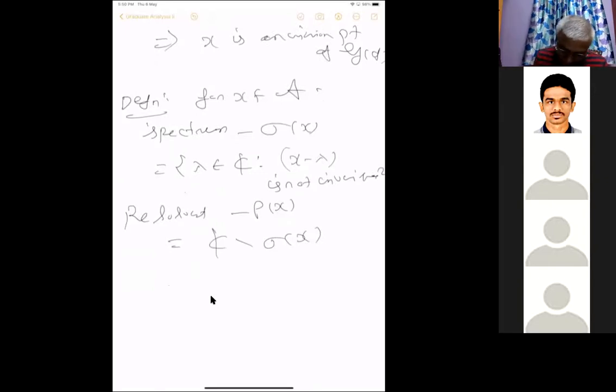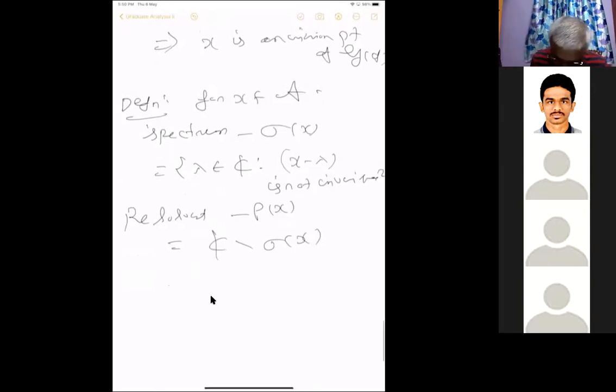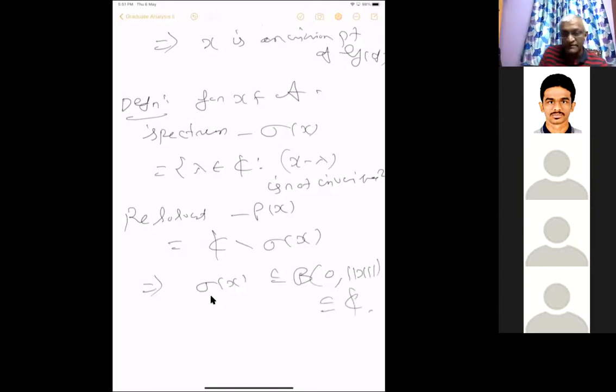So first, since we have proved that if a scalar lambda is greater than norm x, then x minus lambda is invertible, this implies that sigma x is contained in B of 0 with radius norm x. Sigma x is a subset of the complex plane C, and it is contained in there. So sigma x is bounded.